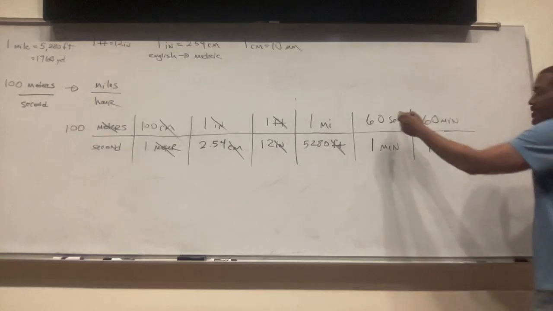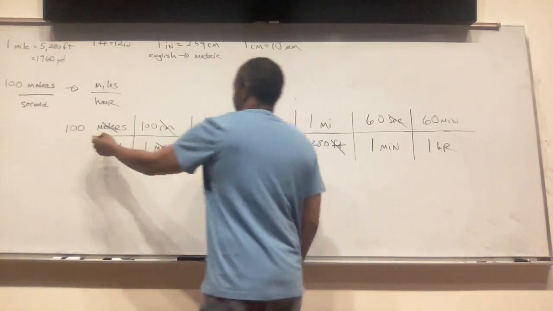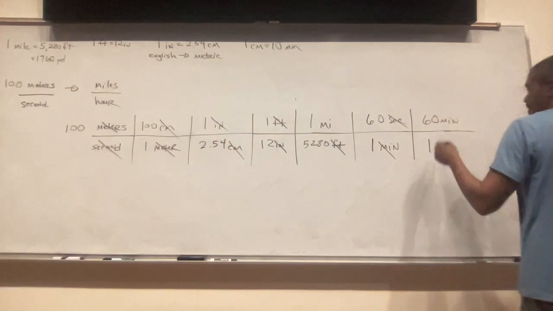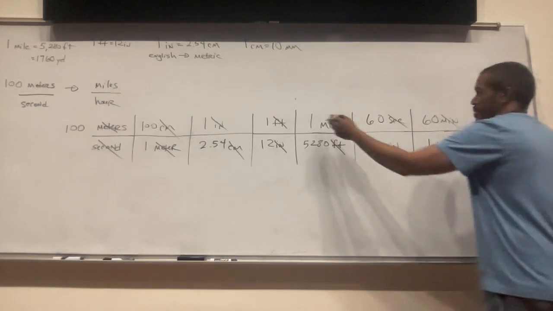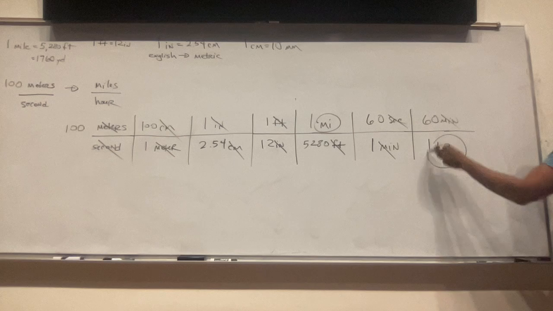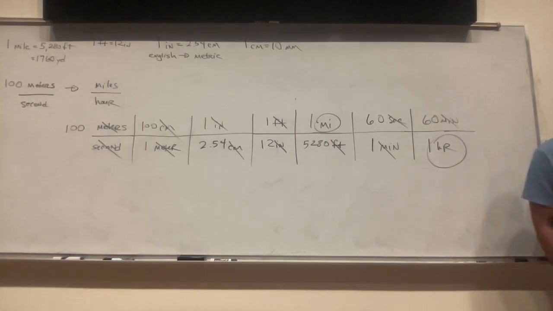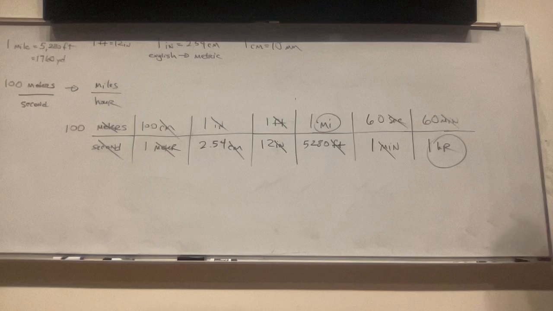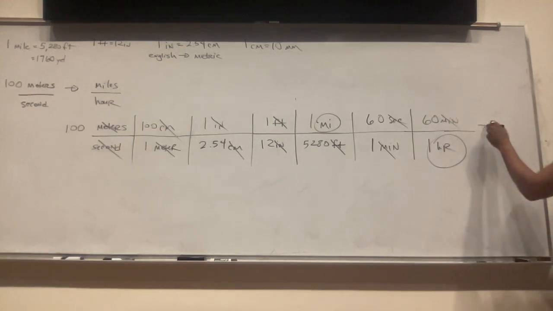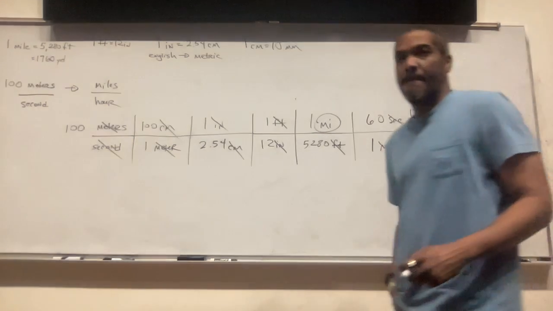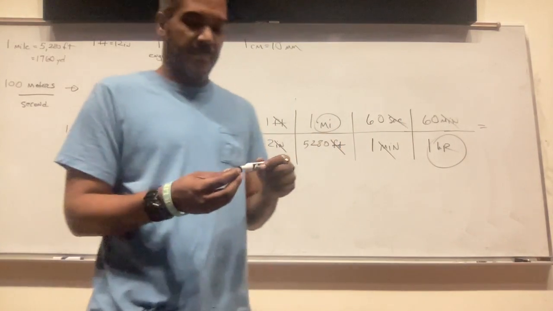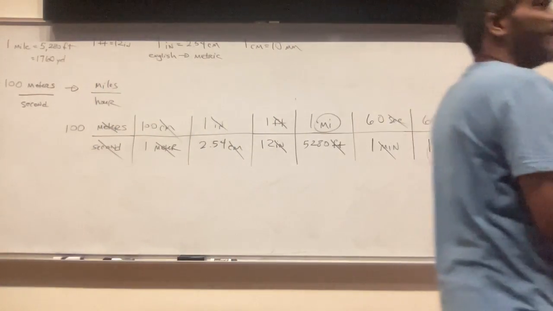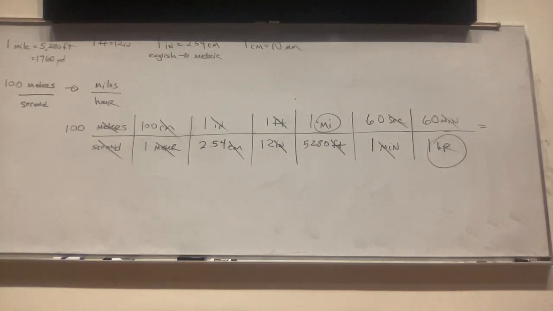So now we are at what? Seconds, minutes, miles per hour. What's that number? And I would suggest that you practice making these calculations on your own, right? And it's just a suggestion, all right?